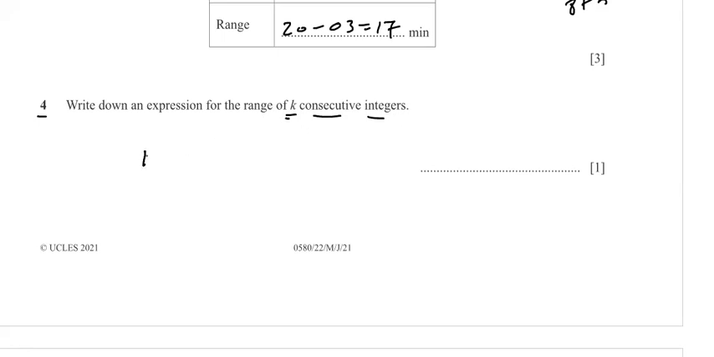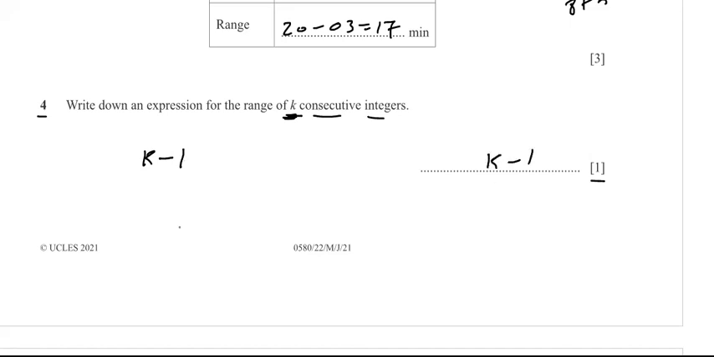You have k integers. If you have to write the range for that, it is just 1 mark. So how do we get the next consecutive integer? The way to get the next consecutive integer is we add 1 to the previous one. For example, if you have the integer k, the previous one will be k minus 1, and the next one can be k plus 1. But as we have k integers, k minus 1 will be the expression for the range of k consecutive integers.